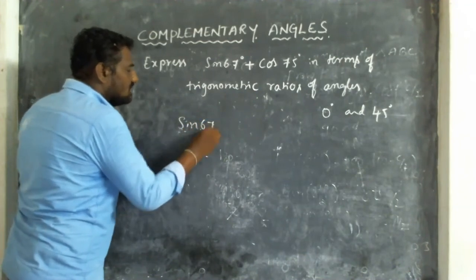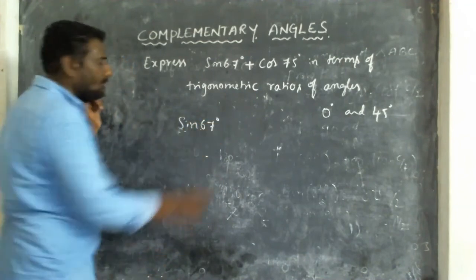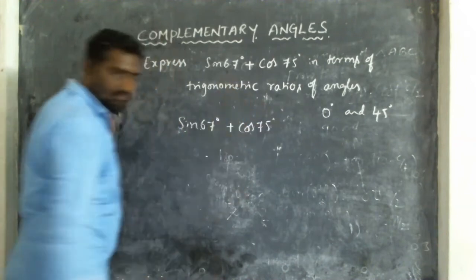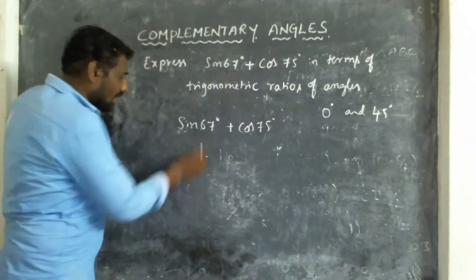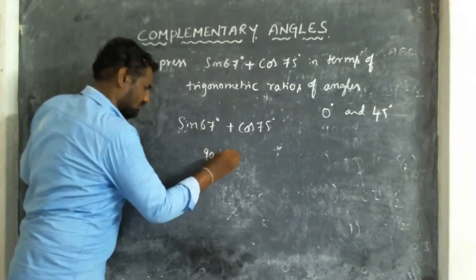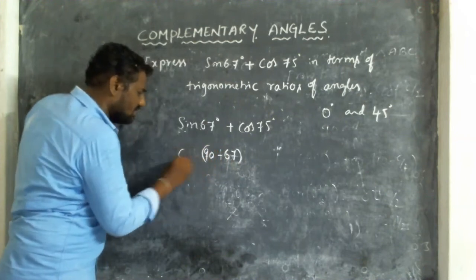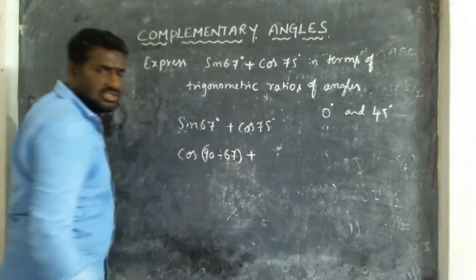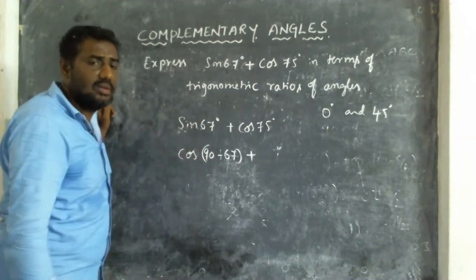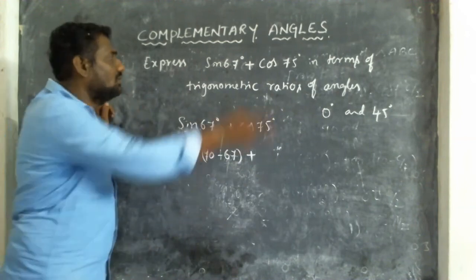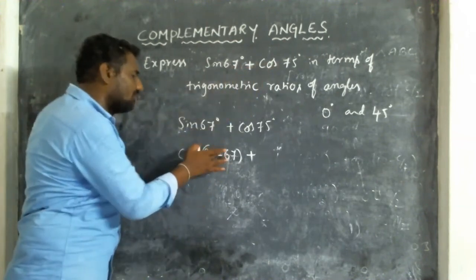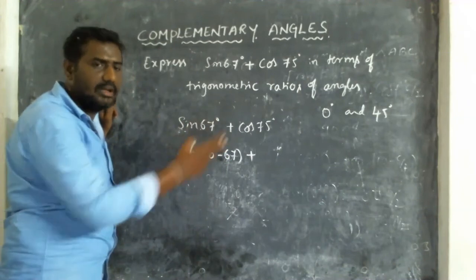Sine 67 degree plus cos 75 degree. I will apply a complementary angle. 67 we can write as 90 minus 67. Sine is converted to cos. Generally in all the problems when two trigonometric ratios are there, only one we change, but here both of them we have to change, because both the angles we have to convert to below 45. That's why I'm going to change both the trigonometric ratios.